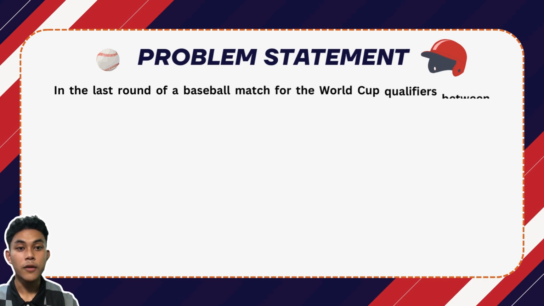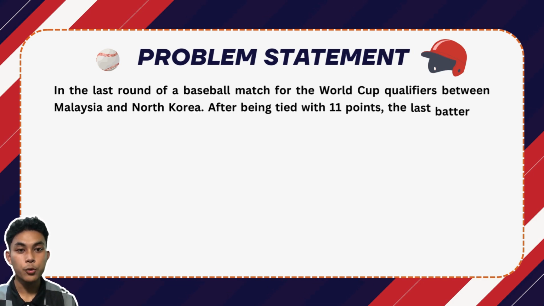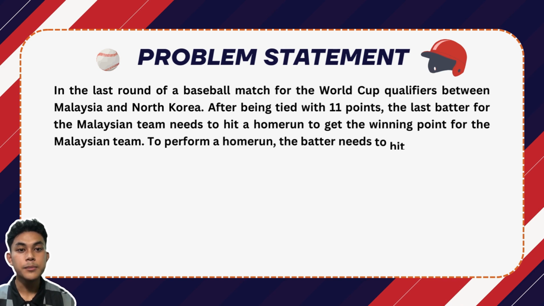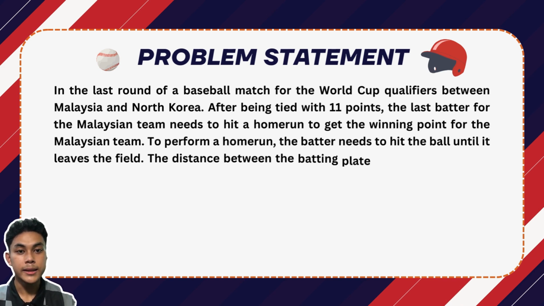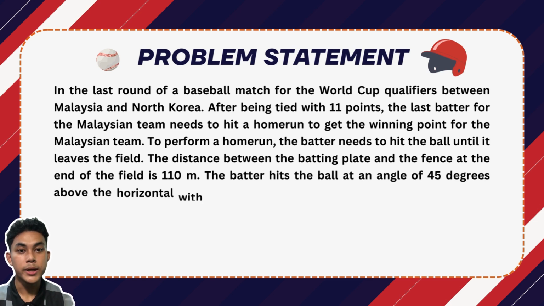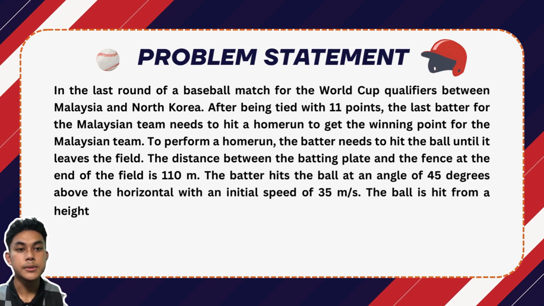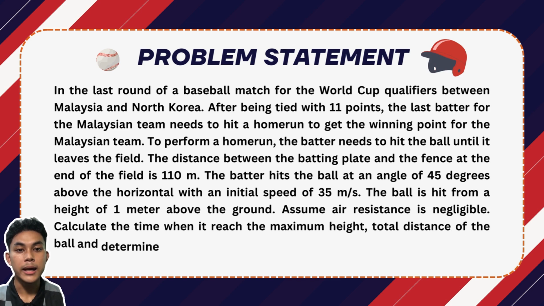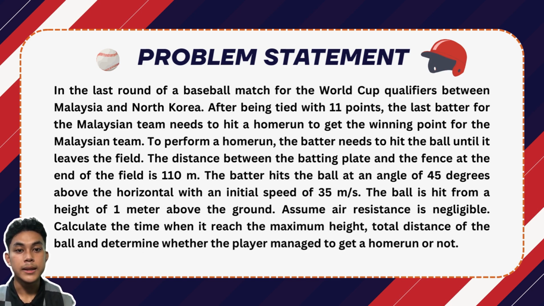In the last round of a baseball match for the World Cup qualifier between Malaysia and North Korea, after being tied with 11 points, the last batter for the Malaysian team needs to hit a home run to get the winning point for the Malaysian team. To perform a home run, the batter needs to hit the ball until it leaves the field. The distance between the batting plate and the fence at the end of the field is 110 meters.